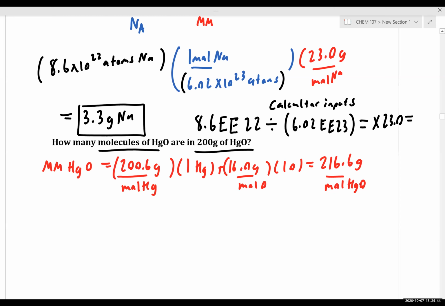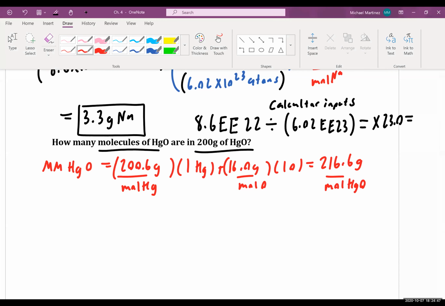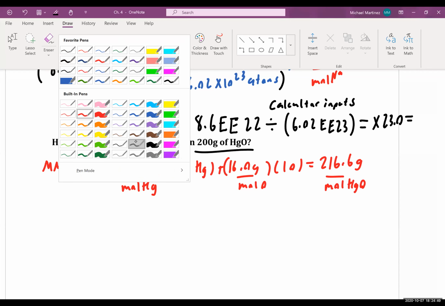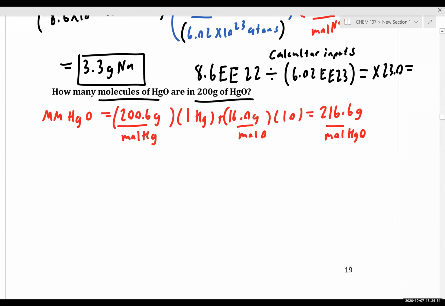Okay. So continuing on, now that we have the molar mass, let's write out our units and let's figure out what conversion we need. So we're starting off with the grams of mercury oxide. And in the end, we want to figure out the molecules of mercury oxide. So what intermediate stepping stone will we use? Moles. Yep, exactly right.